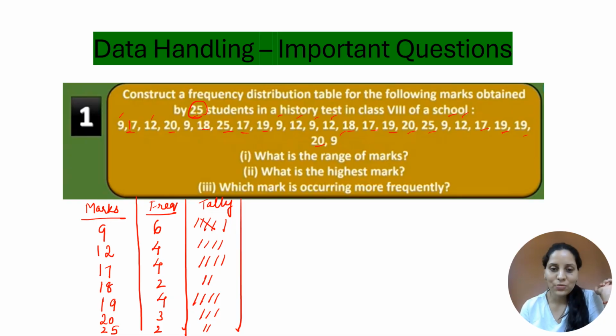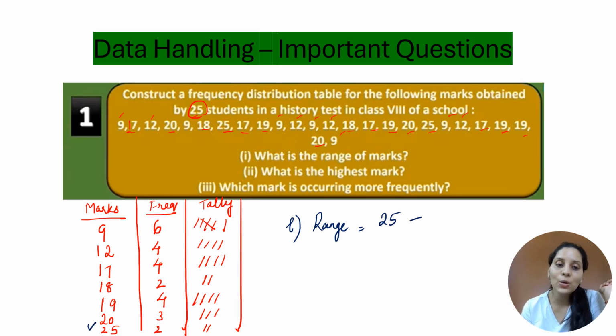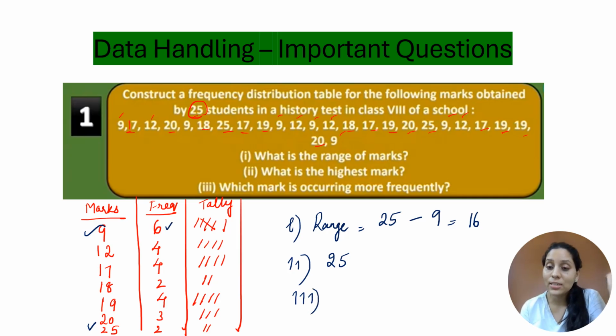Let's solve the questions. First one, the range. Range is the highest number minus the lowest number. The highest number is 25 and the lowest number is 9. 25 minus 9 is 16. Second, what is the highest mark? Here the highest mark is 25. Which mark is occurring with more frequency? The highest frequency is 6, and it is for the mark 9. That is it. I hope this is very simple.